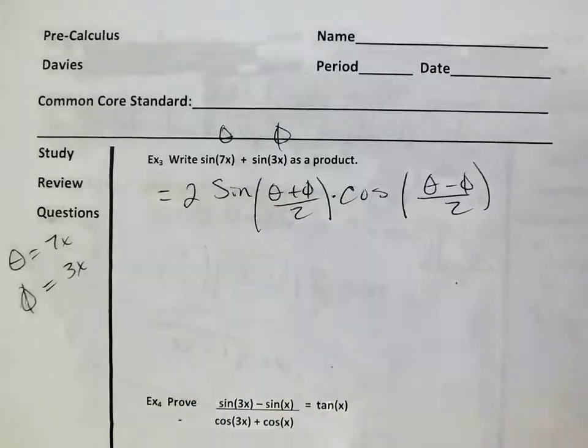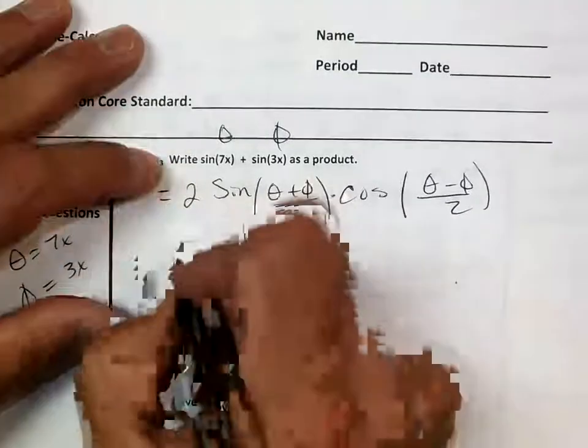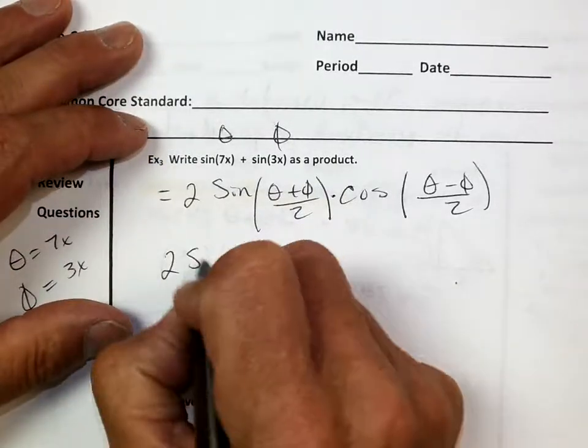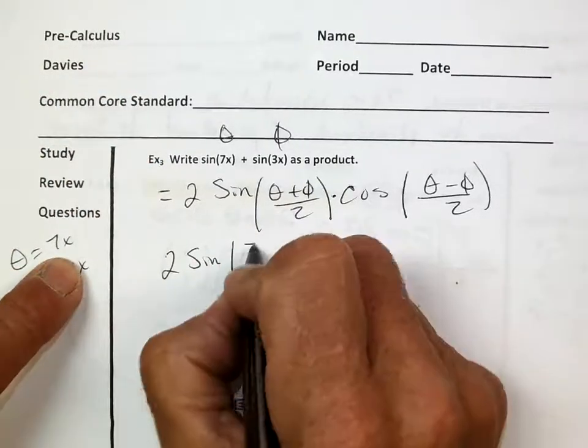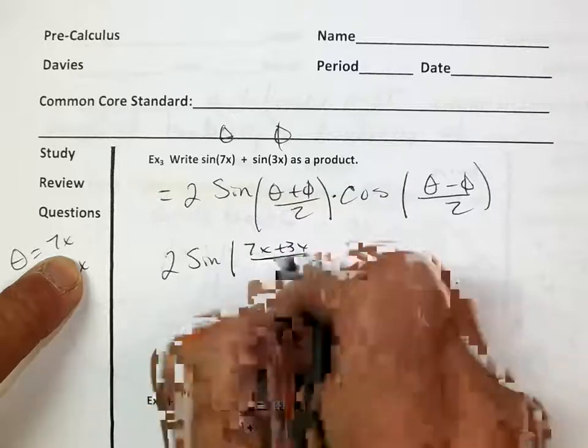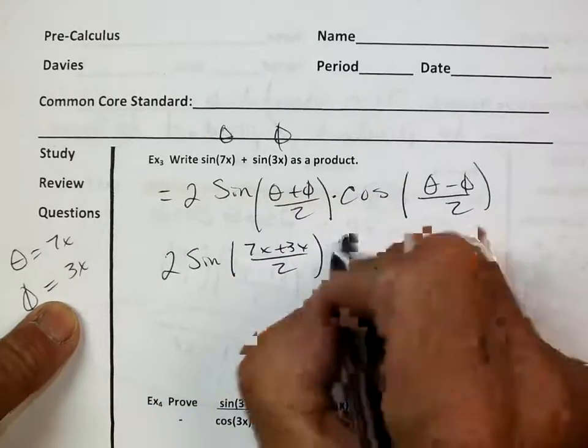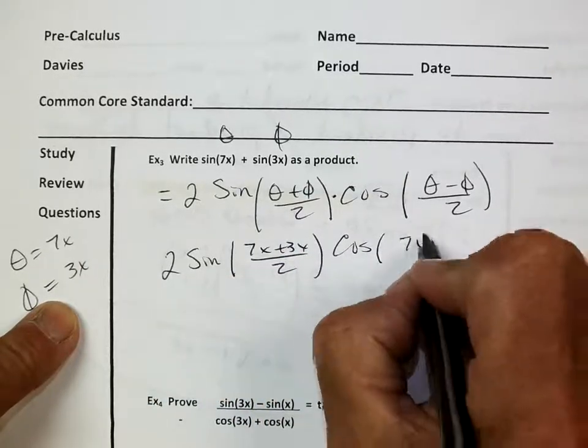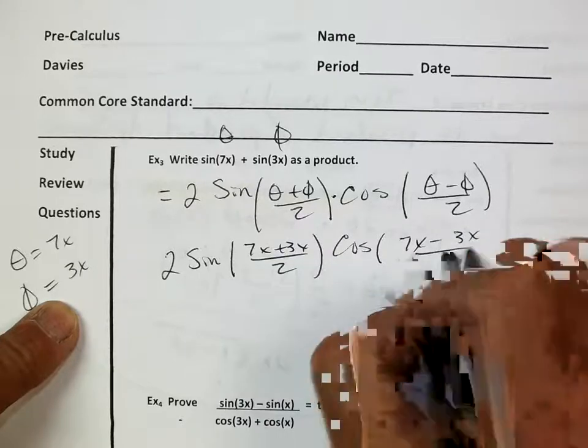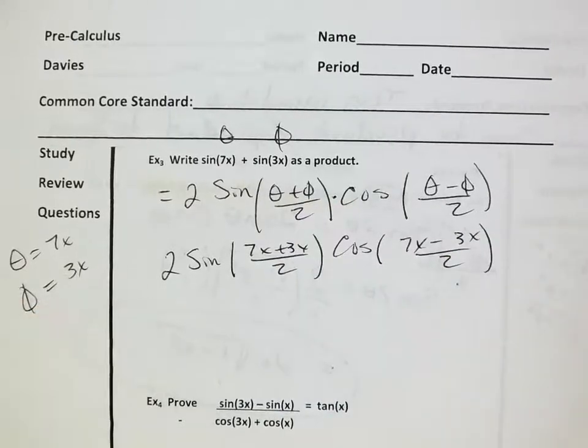Okay, now let's go ahead and simplify. Again, this is an easy one. You're going to like this one. So let's just plug the stuff in. I'm going to go 2 sine of (7x plus 3x)/2 times cosine of (7x minus 3x)/2. I'll let you catch up, okay? So I'm just plugging in 7x and 3x into there.